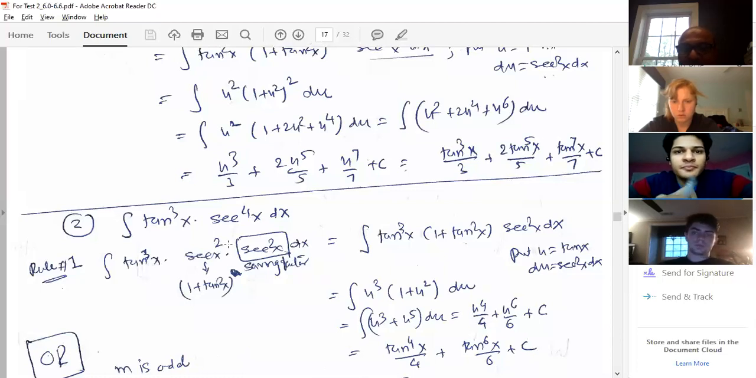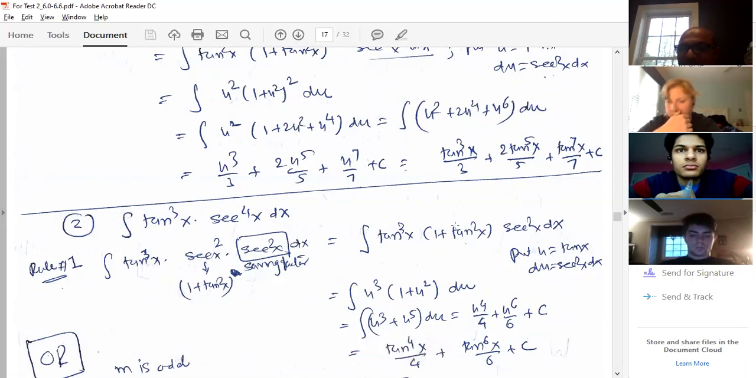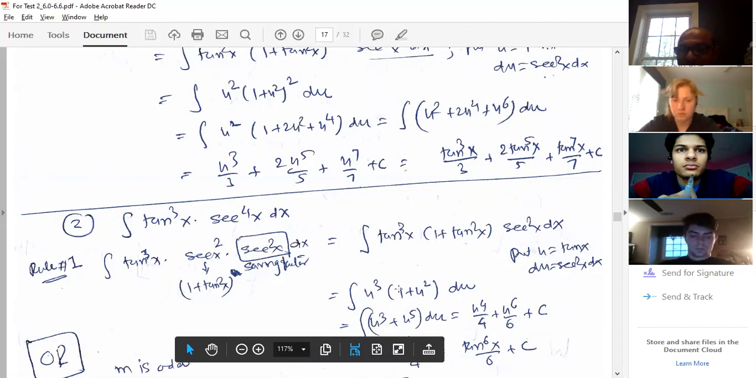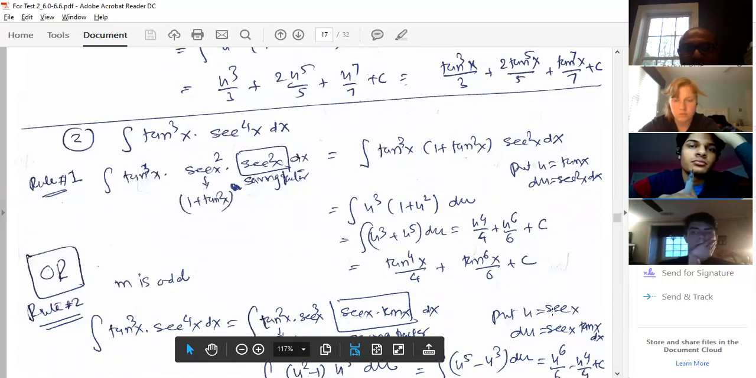Secant to the power 4 x can be written as secant square x times secant square x, with one secant square x as my saving factor. The other secant square x can be written as 1 plus tangent square x. So I can write it like this, and then u equals tangent x, so du equals secant square x. Plug the values. This term by term integration will provide u to the power 4 by 4, u to the power 6 by 6, and c. Plug in the value of u and you are done. It's simple, just a four-step answer.